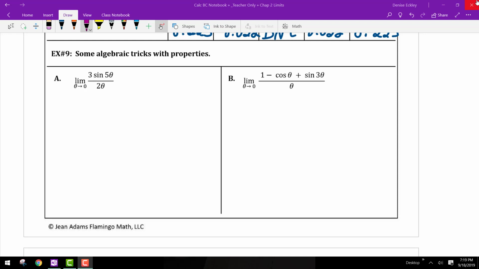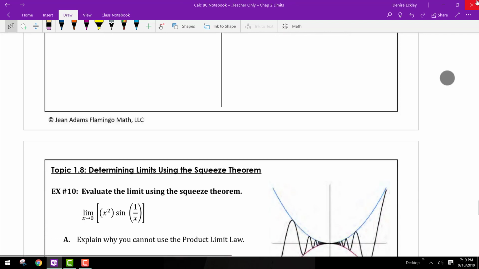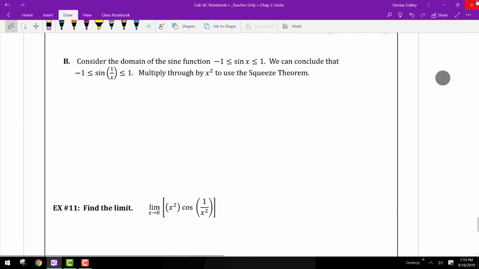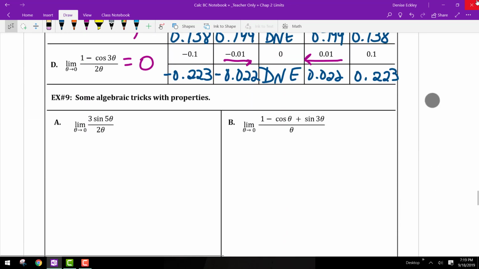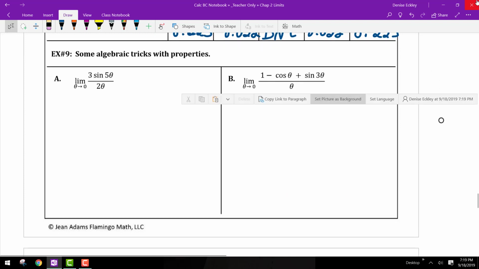This is the final part of Lesson 5, and we are dealing with limits of transcendental functions. We're going to finish up our study of trig using some algebraic tricks, and then from there, we're going to talk about the squeeze theorem in a little more detail than we did in the last section. Starting with example 9, we're going to use some tricks and properties to find limits of some trig functions.